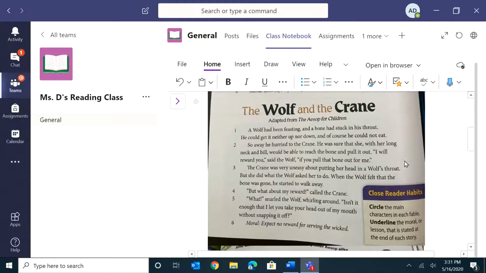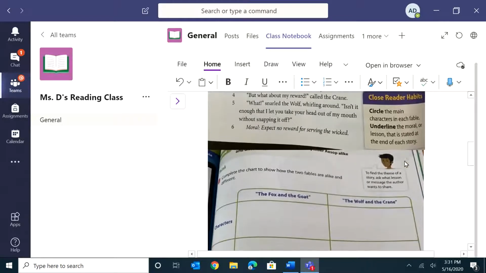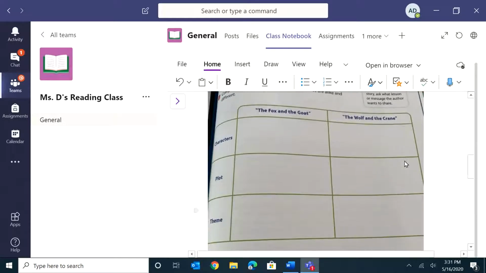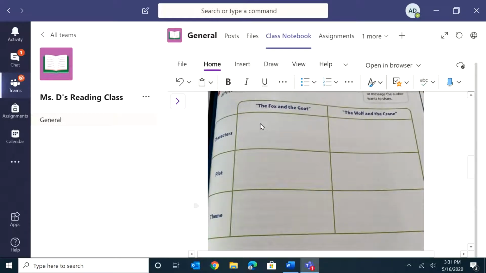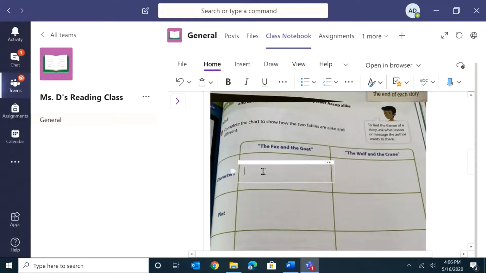So now we're going to look at the next page, which says to complete the chart to show how the two fables are alike and different. So we're going to start with the characters of the fox and the goat. See if you can write it down. Go ahead and write down the characters for the fox and the goat. And you should have written the characters as fox and goat, because those are the characters.